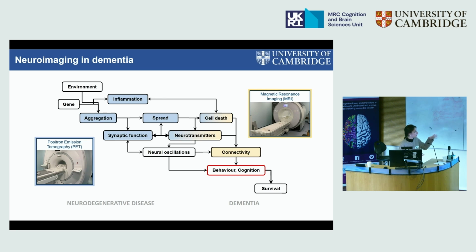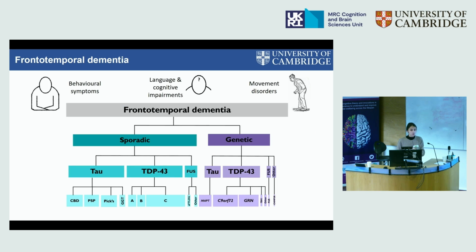With different techniques, we can now explore in vivo, in patients, these different parts of the cascade. With positron emission tomography, we can look at something that is upstream in the cascade, like inflammation, synaptic dysfunction, and the aggregation of tau and amyloid. And with MRI, we can look at connectivity, cell death, and neurotransmitters. So today I will show you some results on frontotemporal dementia.